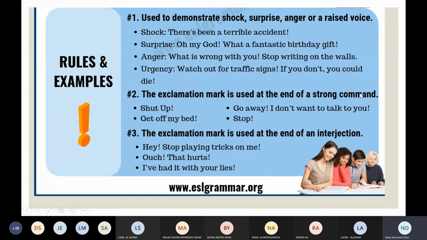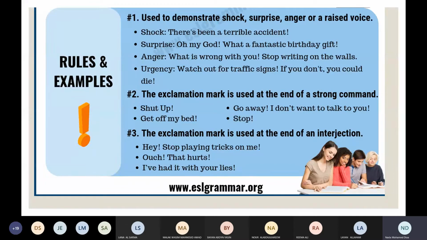When I have an imperative sentence, it ends with a dot. But when the imperative sentence is a strong comment, I end it with an exclamation mark. Shut up! Get off my bed! Go away! I don't want to talk to you! Stop! All of these end with an exclamation mark. How, teacher, can an imperative sentence end with an exclamation mark? When it's a strong comment.